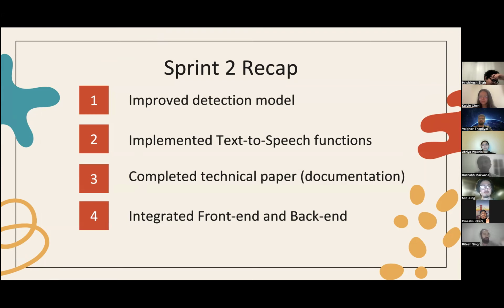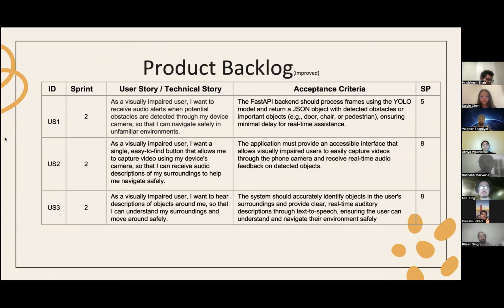So this is a Sprint 2 recap. What we did in Sprint 2: we improved our detection model, implemented text to speech, completed the technical paper, and integrated front end and back end. Next slide, please. So this is a product backlog, which is improved by the feedback from the professor.